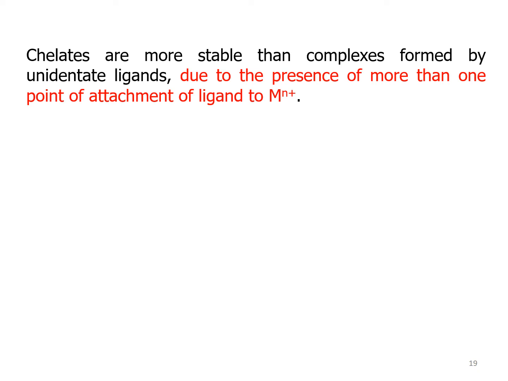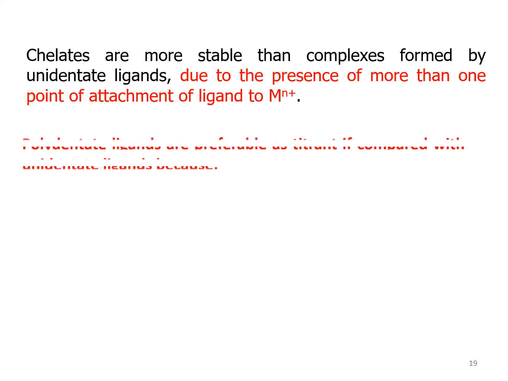Chelates are more stable than complexes formed by unidentate ligands. Again, a chelate is a complex that is formed of a central metal ion and a polydentate ligand. Why? Due to the presence of more than one point of attachment between the ligand and the central metal ion.